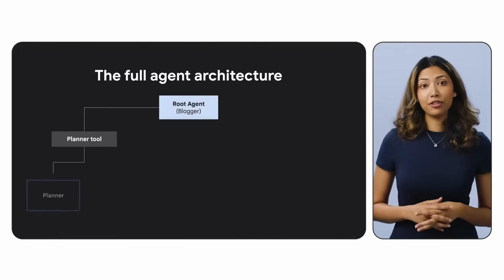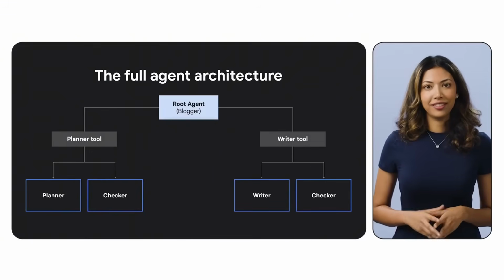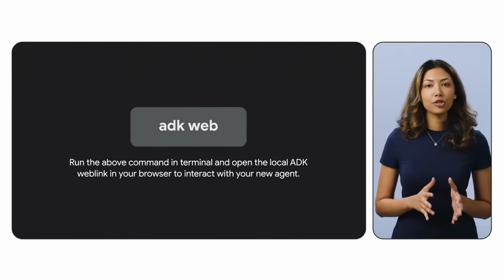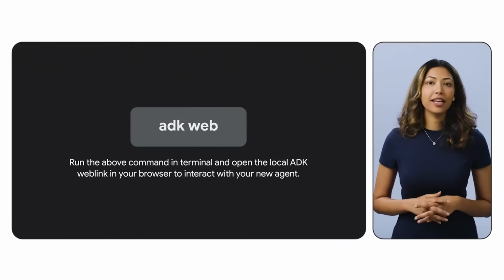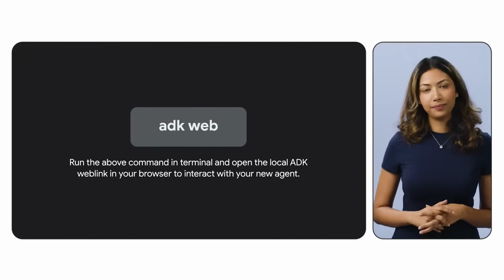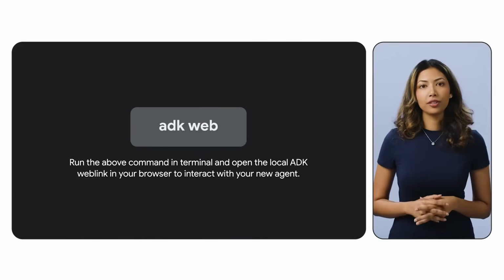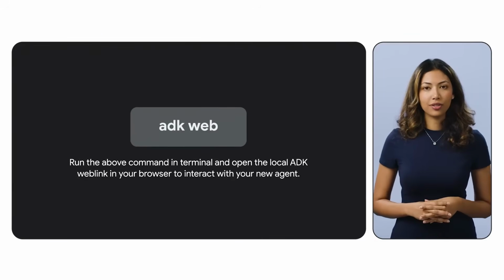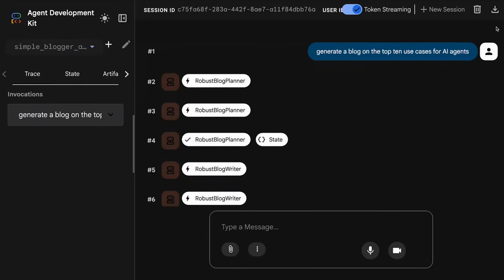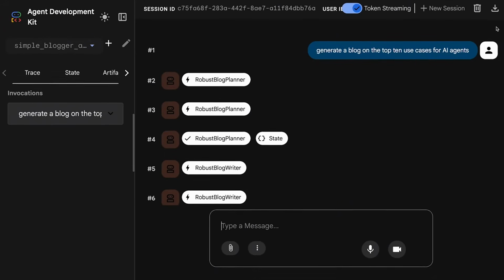You've now successfully written your first agent script. The next step is to actually run it. Head into your terminal and launch it using this command with ADK Web, so you can view everything inside a simple UI. Once that's running, open the local ADK Web link in your browser and start interacting with the agent directly. To kick things off, I'm going to ask it to generate a blog on the top 10 use cases for AI agents. Let's see how it plans, writes, and delivers the results.